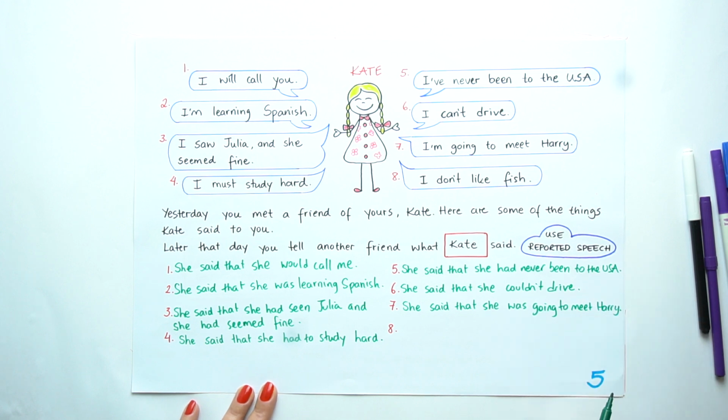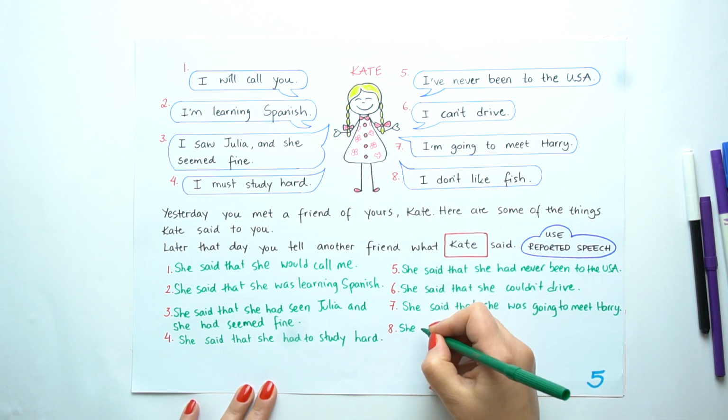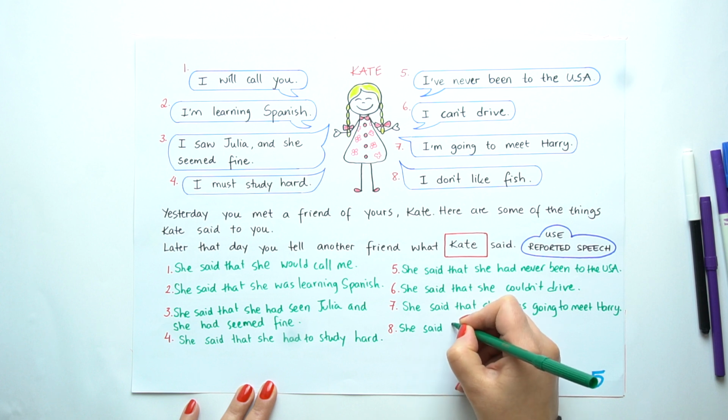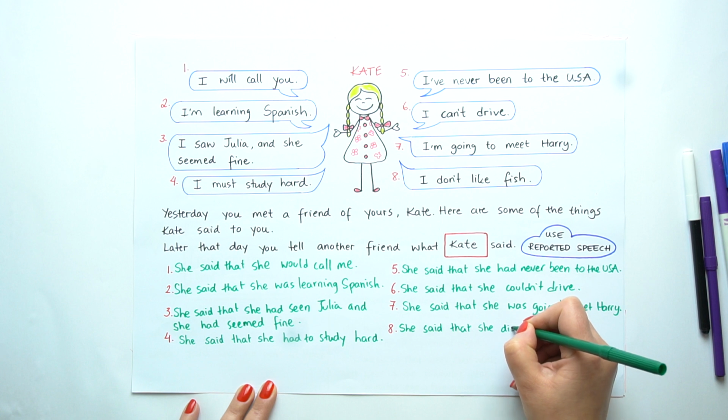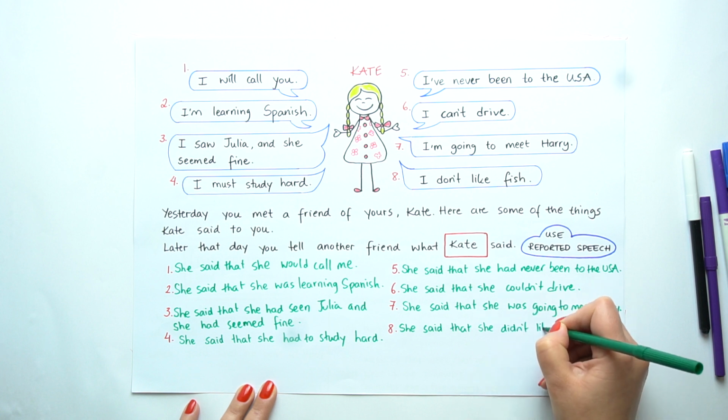I don't like fish. Don't becomes didn't. So she said that she didn't like fish.